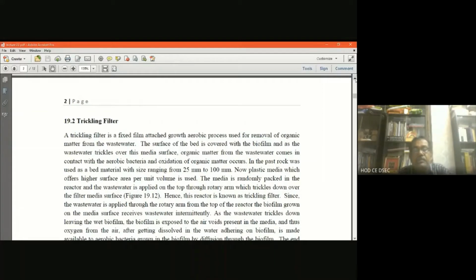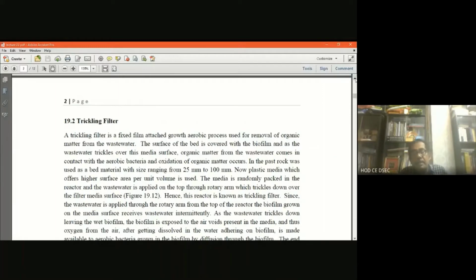And the surface of the bed is covered with the biofilm as the wastewater trickles over. So that's why the name is trickling. Trickles over means it sprays over. It is spreading over, spraying over the media surface. The organic matter from the wastewater comes in contact with the aerobic bacteria, and oxidation of the organic matter occurs.